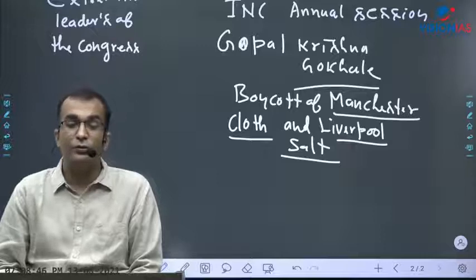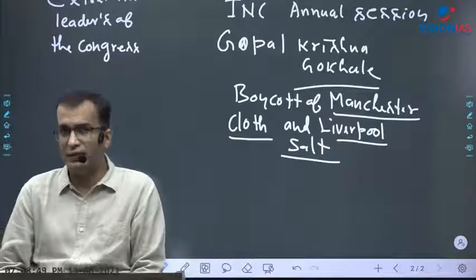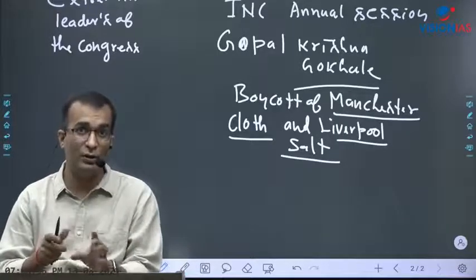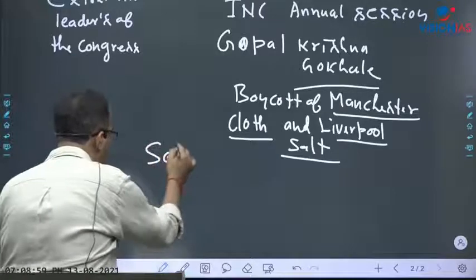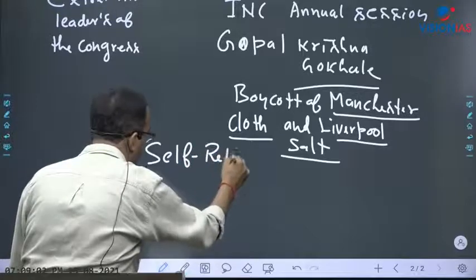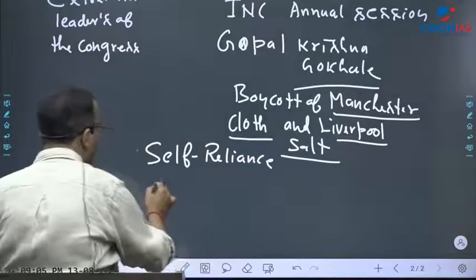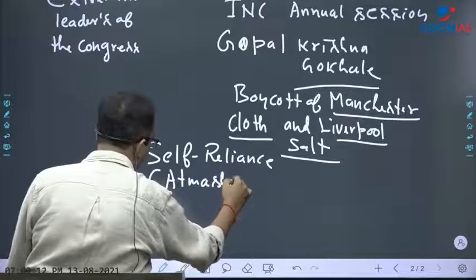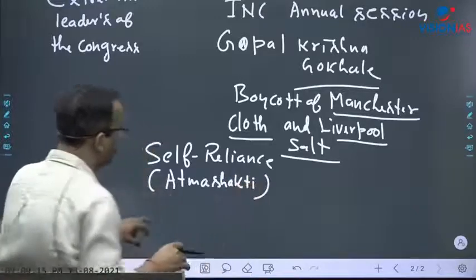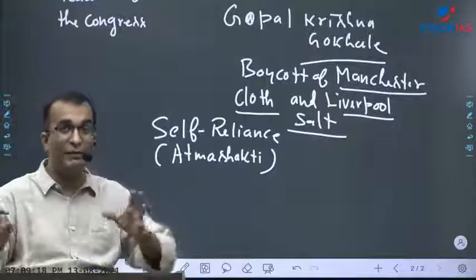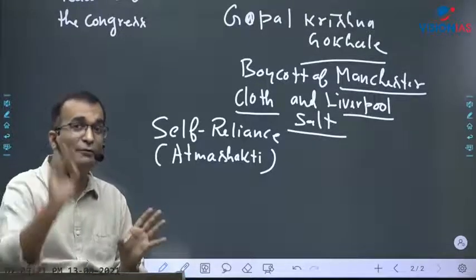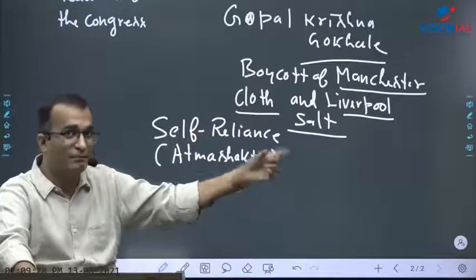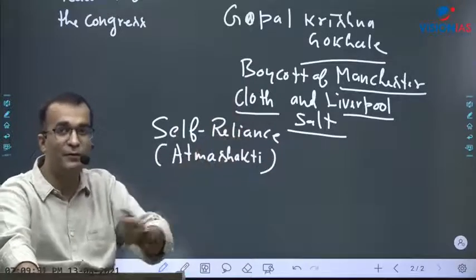Then, now listen. The Swadesi and boycott which we are talking about are interlinked. Okay? They are not inseparable, but they are interlinked, and both are based on the concept of self-reliance, and in Hindi what you call Atma Shakti. So this Swadesi and boycott were based on self-reliance and Atma Shakti. And what is this? That boycott is the example of passive resistance. Listen, this Swadesi and the boycott is the example of passive resistance.